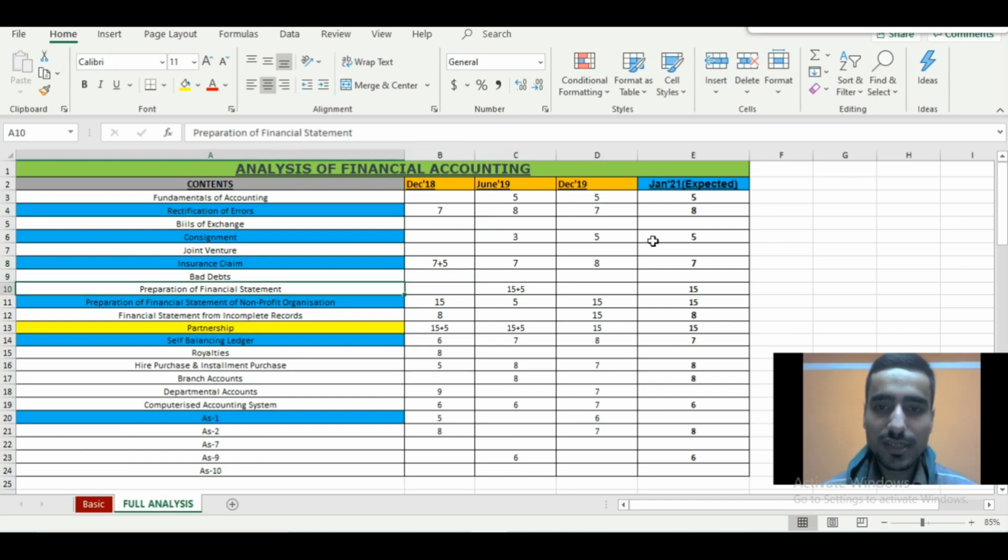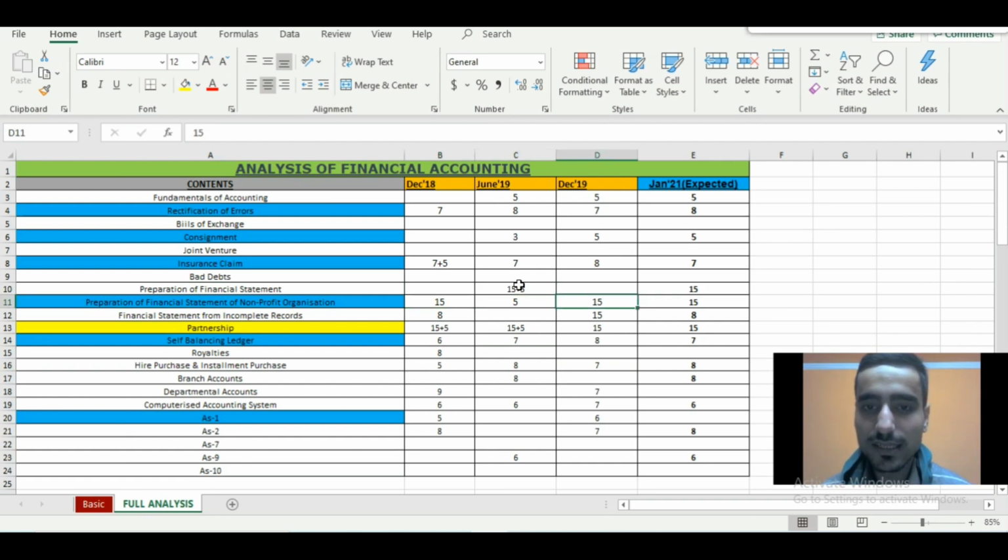Then preparation of financial statements, sometimes 15 marks and sometimes nothing. So it's a 50-50 chance. Might be we will get a 15 marks question from financial statements, or might be we won't get. But in case of NPO, if you see preparation of financial statements of NPO, there is always a question, mostly of 15 marks, as you can see. In December 18, we have a 15 marks NPO question, then 5 marks in June 19, and again in December 19, a 15 marks question. So there might be chances that they will surely ask NPO for 10 to 15 marks this time as well.